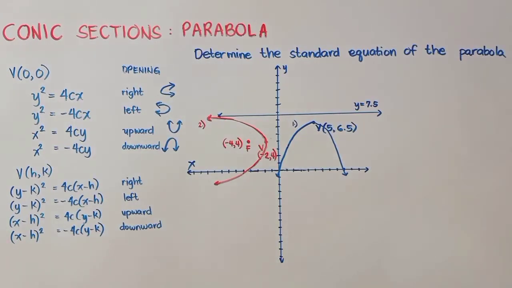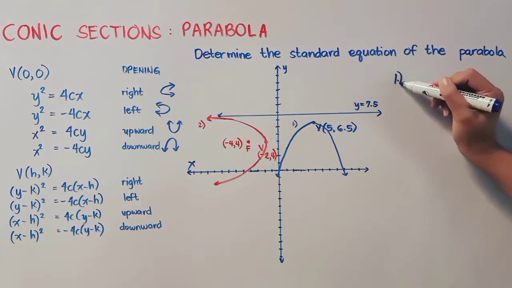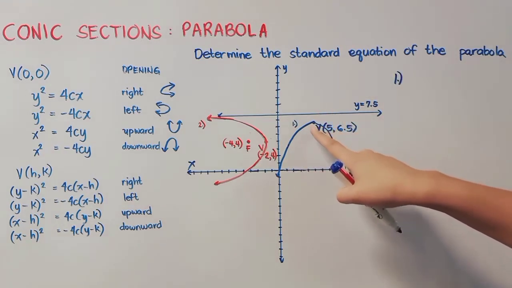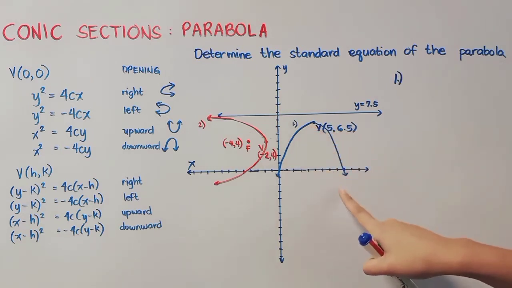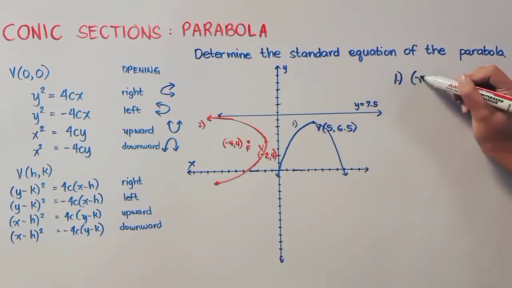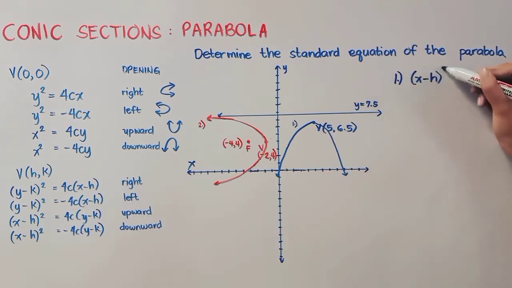Now, we are given here graphs of parabola. We have the red parabola and then the blue parabola. Let's start with number 1. As you can see, the vertex in our first parabola here is (5, 6.5). That means to say it is in HK and it opens downward. Therefore, we will be using the form (x minus h) quantity squared is equal to negative 4c multiplied to quantity (y minus k).